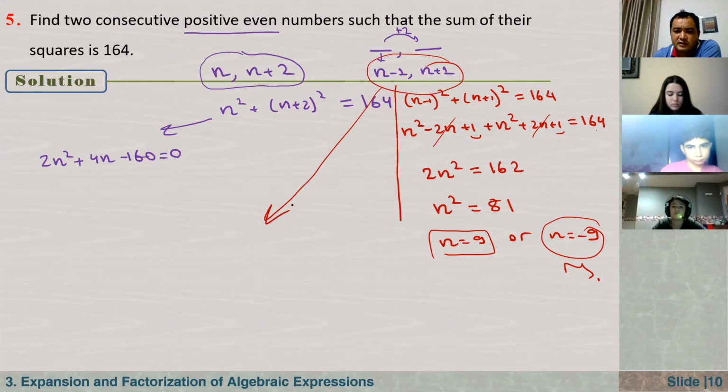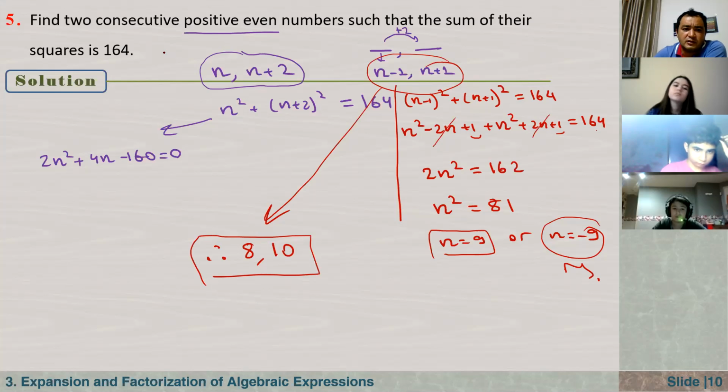So if you substitute here, what are those numbers? If n equals 9, 9 minus 1, the first number is 8, and 9 plus 1, the second number is 10. As you see here, 8 squared plus 10 squared is equal to 164. Even if you solve this another way, you will get the same answer.